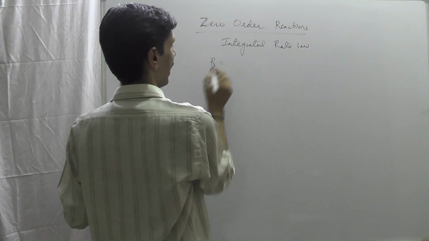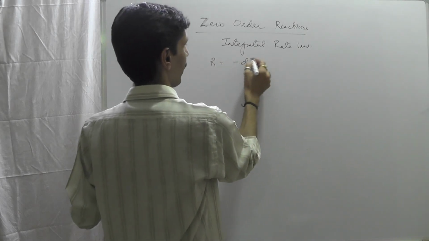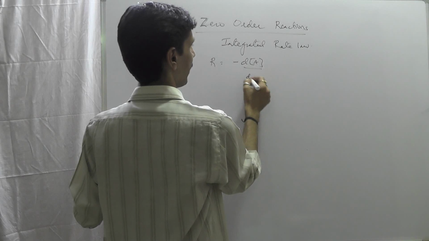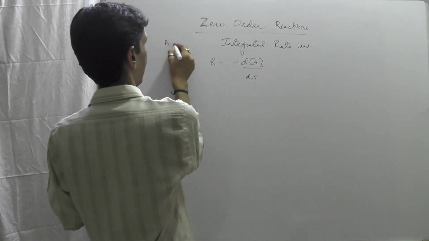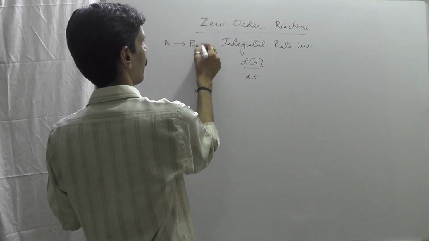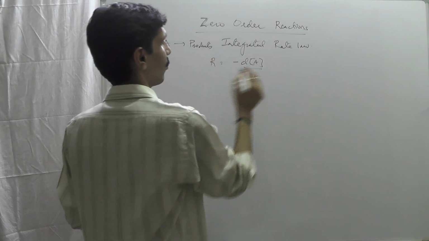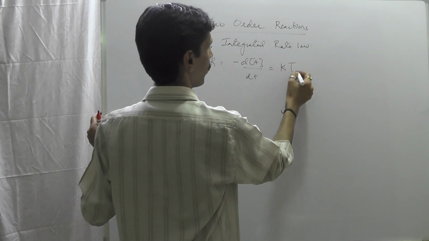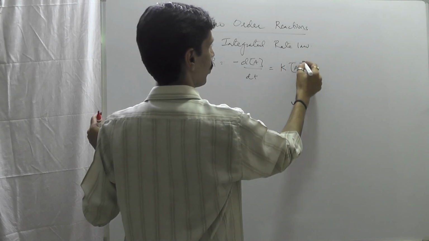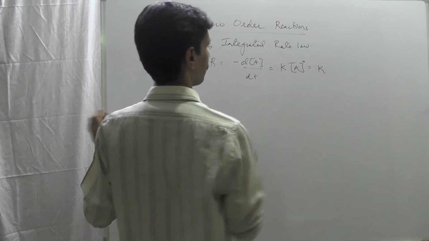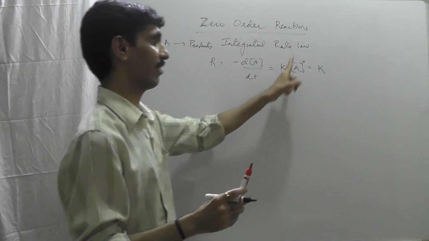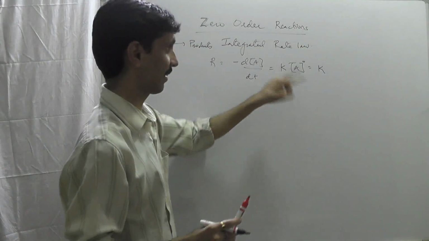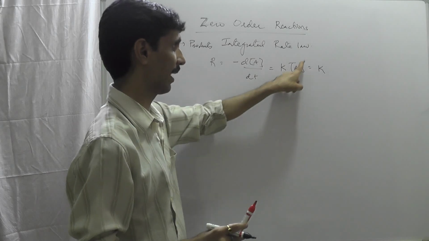So rate R is equal to nothing but it's given as minus dA upon dt, where we say A is giving products. So that is nothing but equal to k into A raised to 0. So that is equal to k, because anything raised to 0 is 1. Okay, it's a zero order reaction. So that means it will be A raised to what?